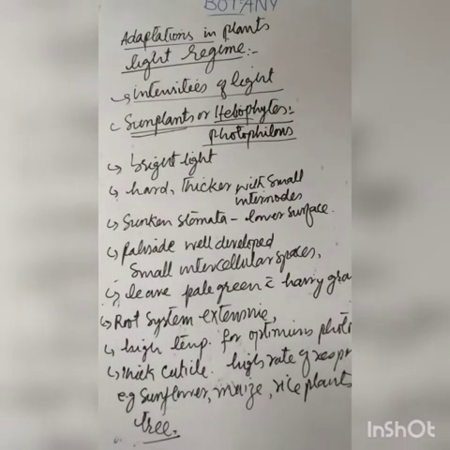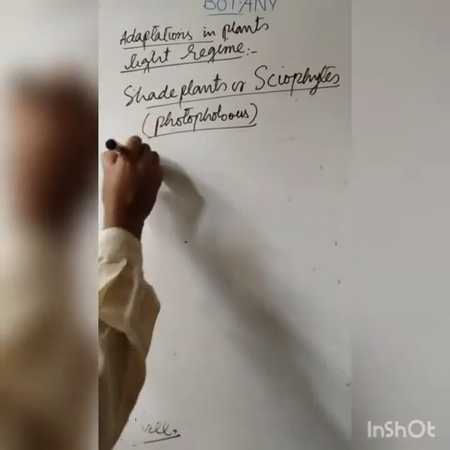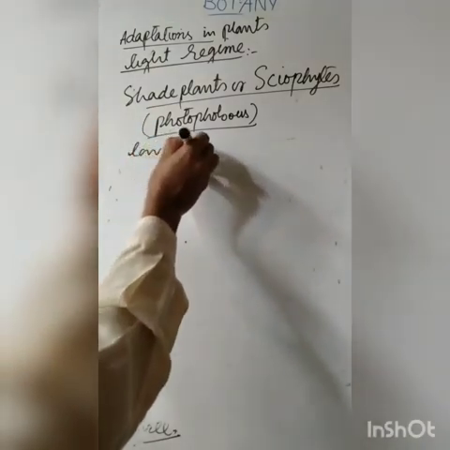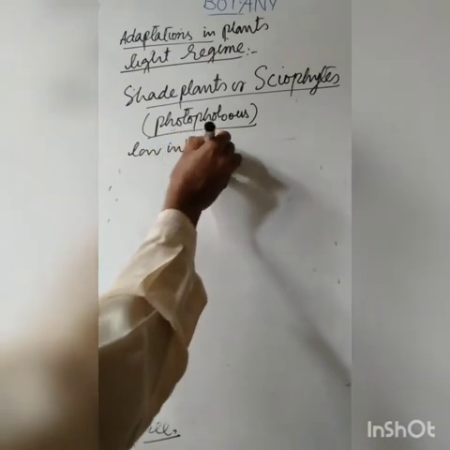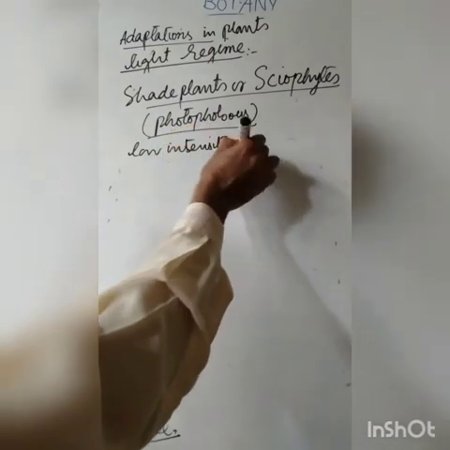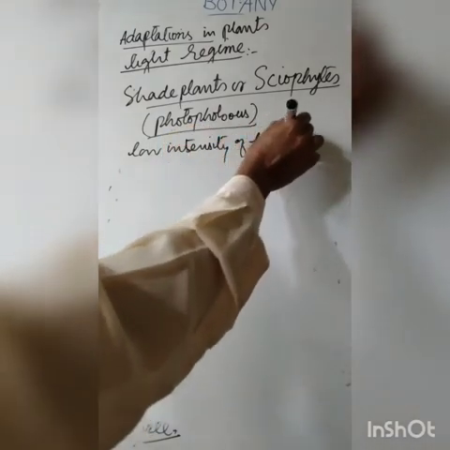And these are shade plants or sciophytes, also called photophobous. This is another type, and these are adapted to low intensity of light.